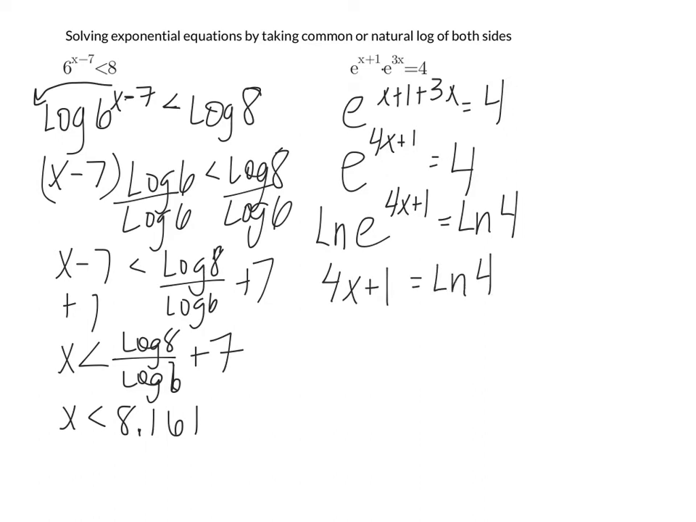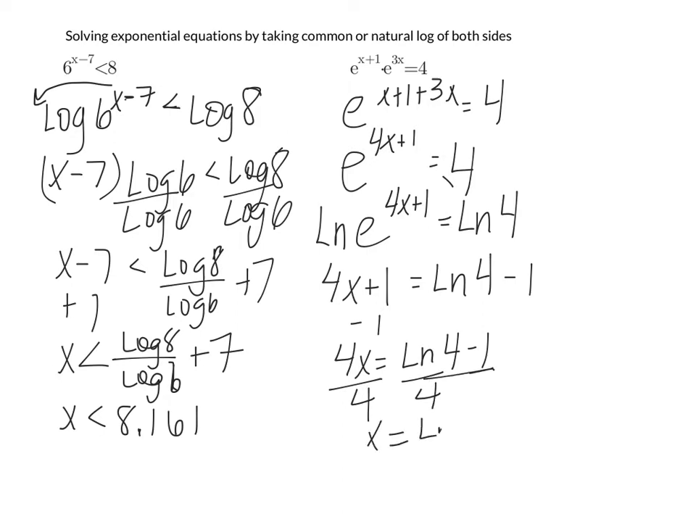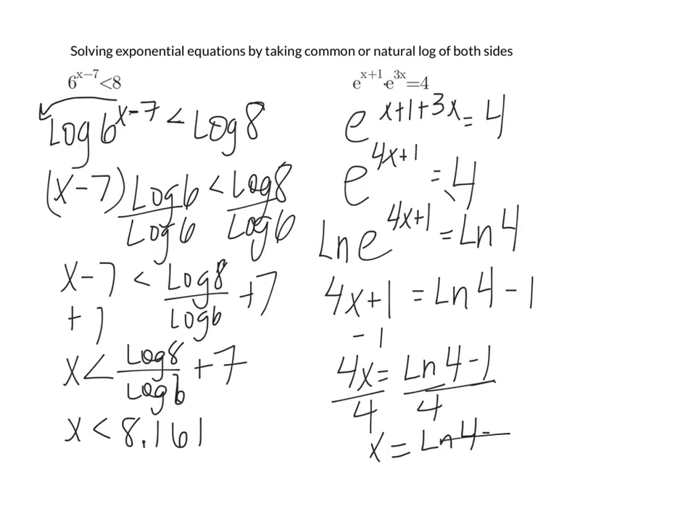And that becomes 4x plus 1 equals ln of 4. So the ln of e to the 4x plus 1 is just your exponent there. And then minus 1 and divide by 4. So 4x equals ln of 4 minus 1. Divide by 4, and x is just ln of 4 minus 1, all over 4.